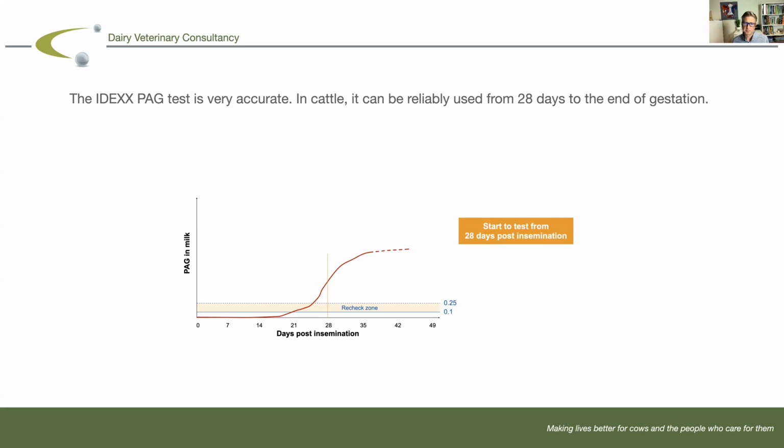post-insemination. There are 2 different cutoff points. I'll explain these. So if the test level is above 0.25 and we're after day 28 post-insemination, then we can say with confidence the cow is pregnant. If the test is below 0.1 and we're more than 28 days post-insemination, we can say with confidence that the cow is not pregnant. There will be a few cows, and it really isn't many, that may fall in this recheck zone between 0.1 and 0.25. And it just means that it is safe to recheck those cows at a later stage to see whether they are likely to be pregnant or not.